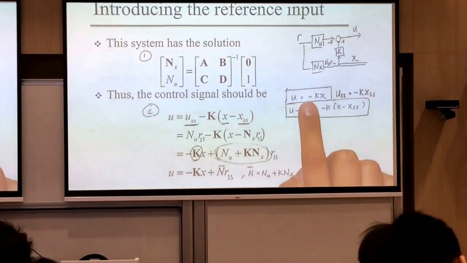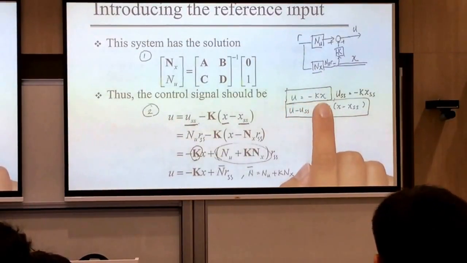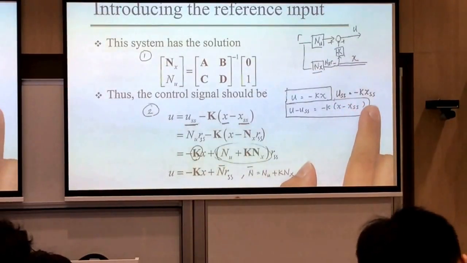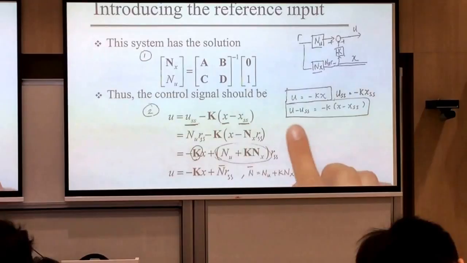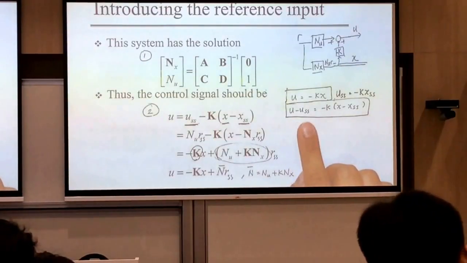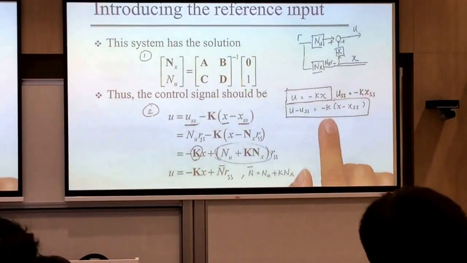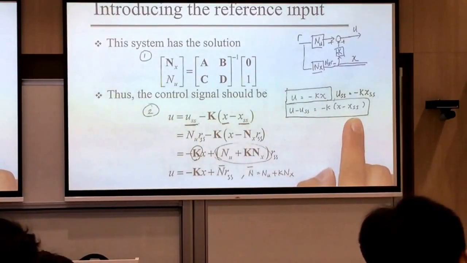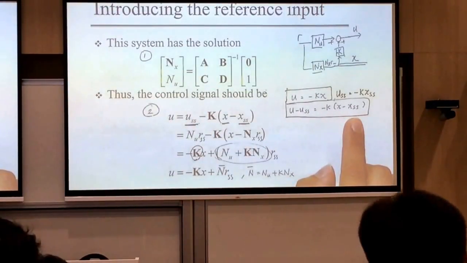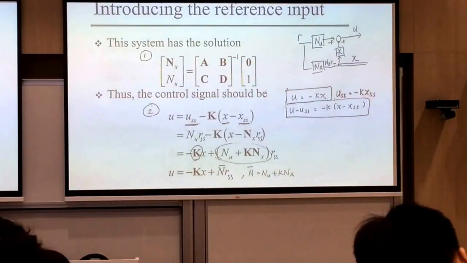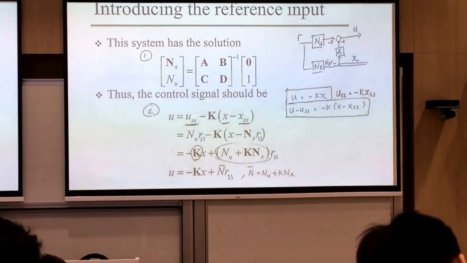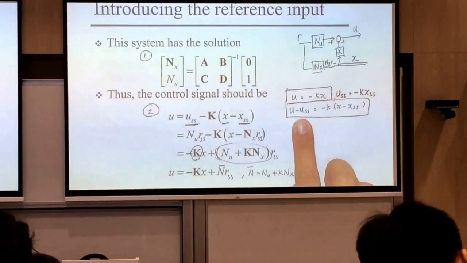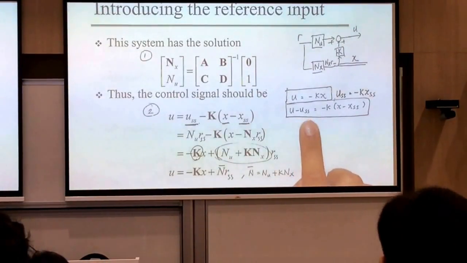U equals minus KX, yeah? So U_SS is minus KX_SS. U minus U_SS is minus K bracket X minus X_SS. Okay? Alright, next step, you move this U_SS to the right hand side.